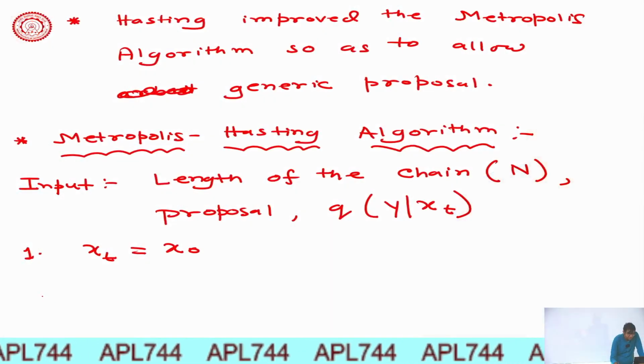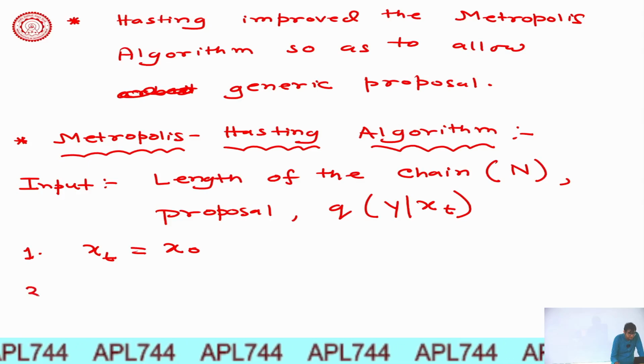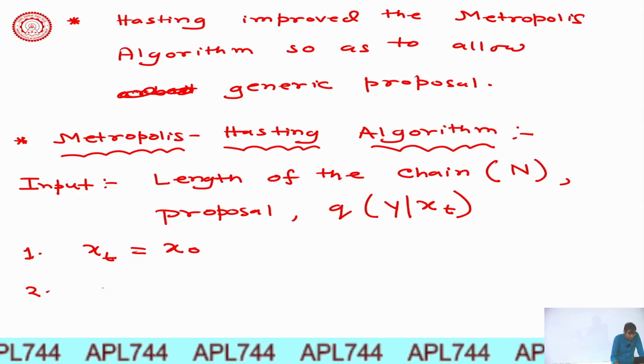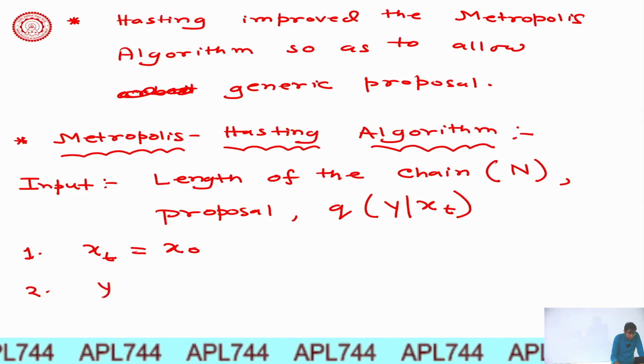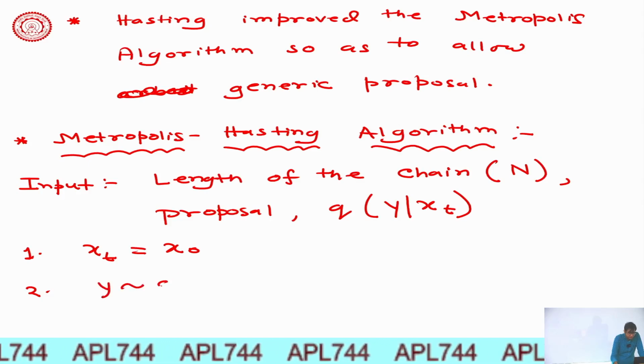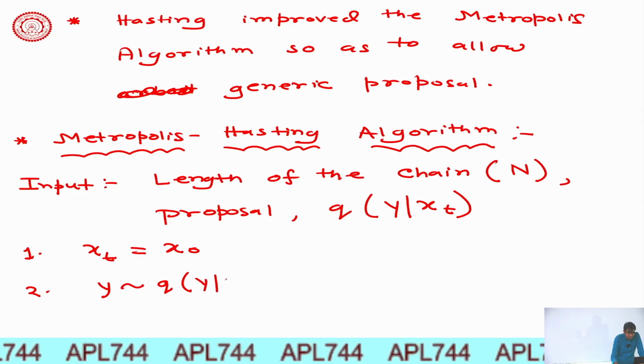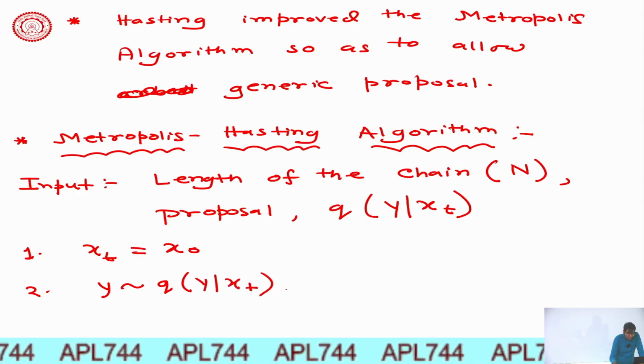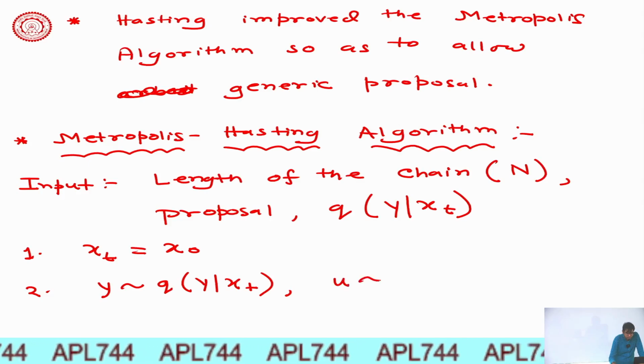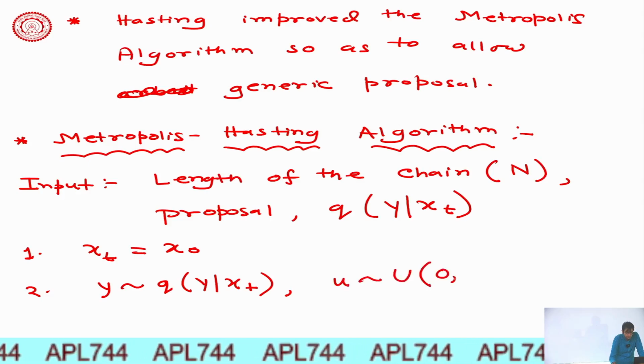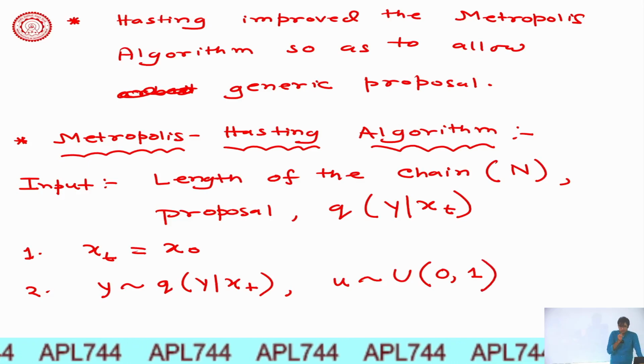Then what is the next step? You will draw samples, you will draw the proposal, and you will draw a uniform sample in 0 to 1, right? So step 2 was you will draw a sample y from Q of y given xt, and you will draw a sample u from uniform 0, 1, right?